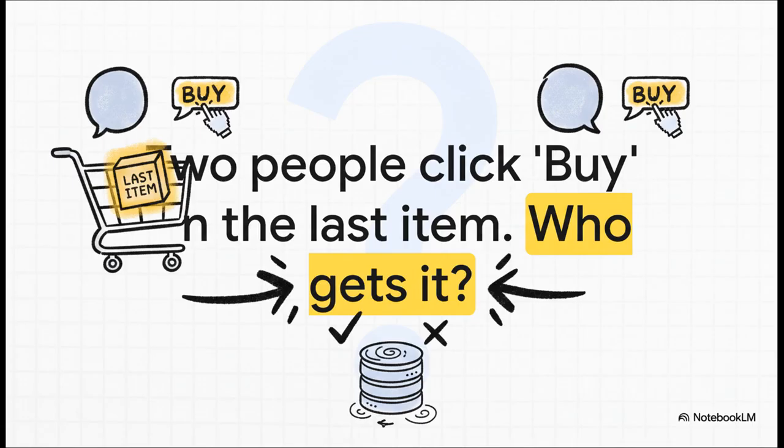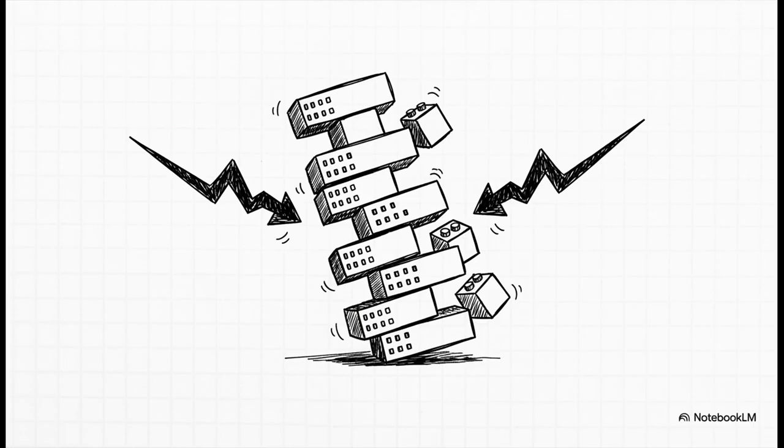This is the kind of problem that computer systems have to solve constantly. Because if the system isn't built to handle this exact moment, a lot can go wrong. And we're not just talking about who gets the item, we're talking about the entire system's integrity. Let's walk through just a few of the nightmares that could happen.